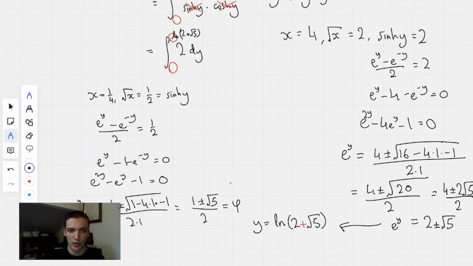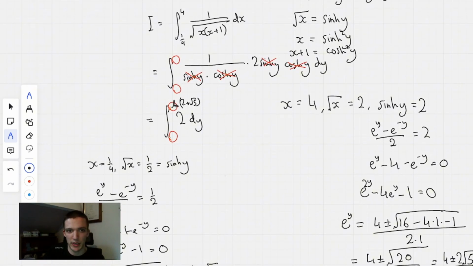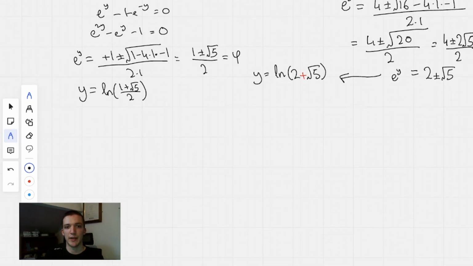Now again, you can't do a natural log of a negative thing, so y is going to be the natural log of 1 plus root 5 over 2, like this. And so that's going to go in our integral up here. That's going to be the natural log of 1 plus root 5 over 2, a bit like that. Okay, now this integral is eminently soluble, so let's take it down here.